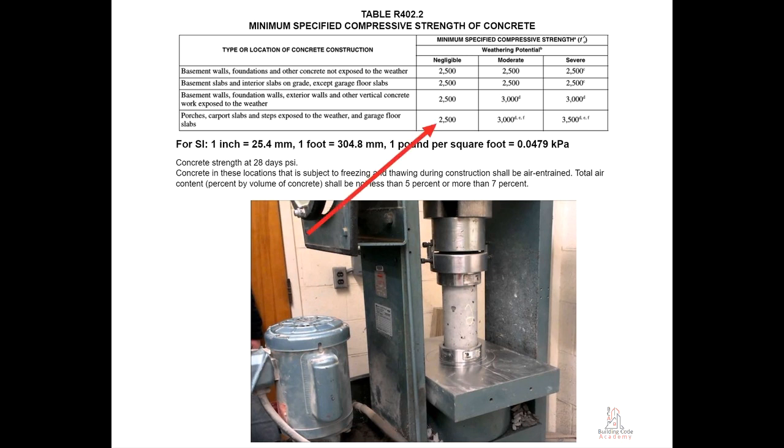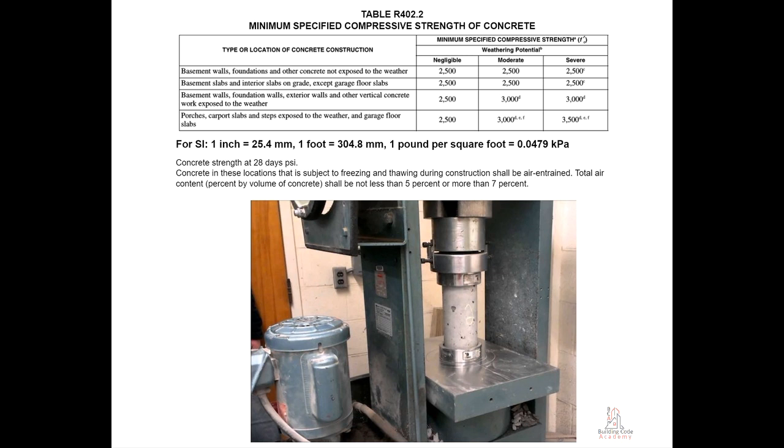2,500 psi is a minimum compressive strength of concrete placed in negligible weathering potential for porches, carport slabs, and steps exposed to the weather, and garage floor slabs. For garage floors with a steel troweled finish, reduction of the total air content, percent by volume of concrete, to not less than 3% is permitted if the specified compressive strength of the concrete is increased to not less than 4,000 psi. Concrete strength at 28 days psi.